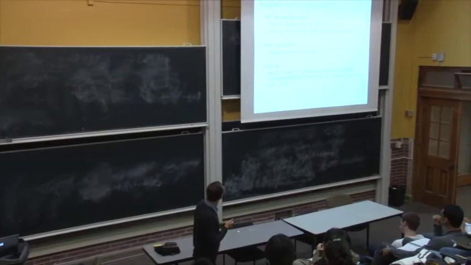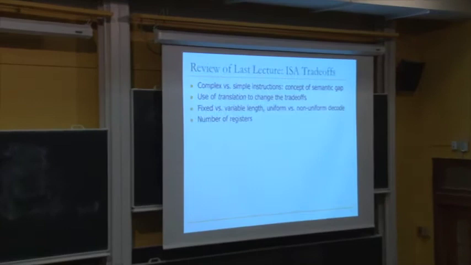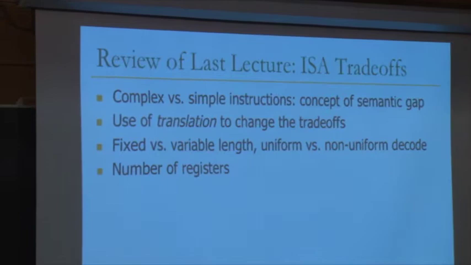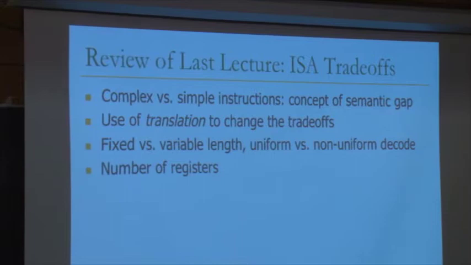A little bit of review of last lecture. I'm not going to cover this because we haven't fully finished the ISA trade-offs, but we may get back to this, and this is certainly for your benefit. In the last lecture, we covered complex versus simple instructions, the concept of the semantic gap, CISC versus RISC ISAs. We looked at the use of translation to change the trade-offs in semantic gap, what goes into hardware, what goes into software. We looked at several ISA features, fixed versus variable length instructions, uniform versus non-uniform decode. And we ended up at the number of registers. Hopefully you remember all of these trade-offs.